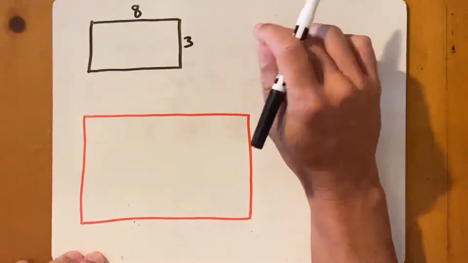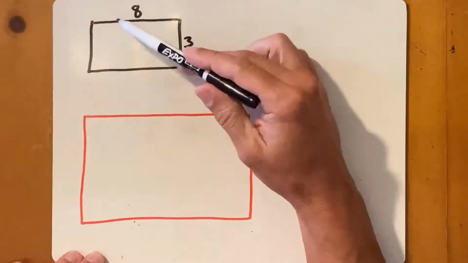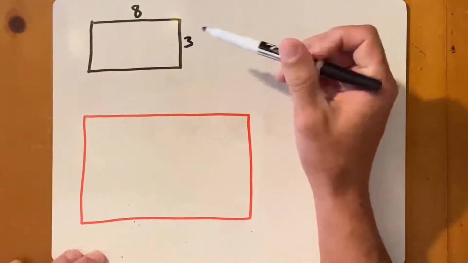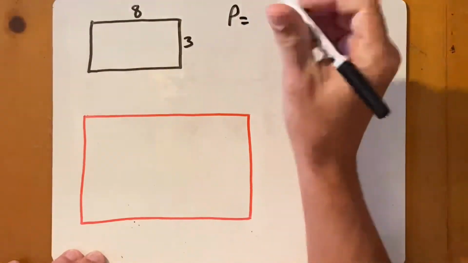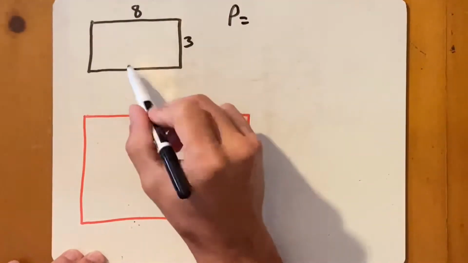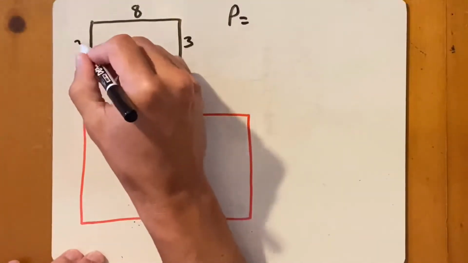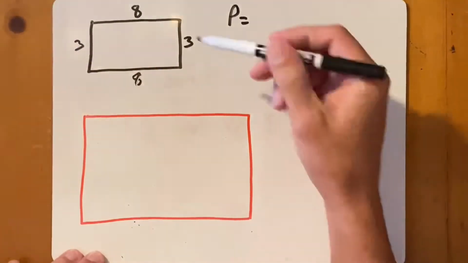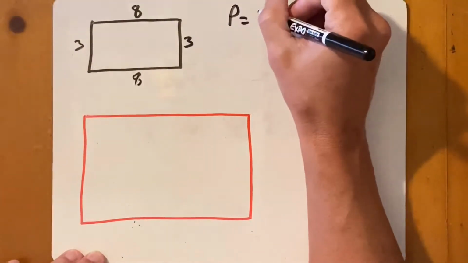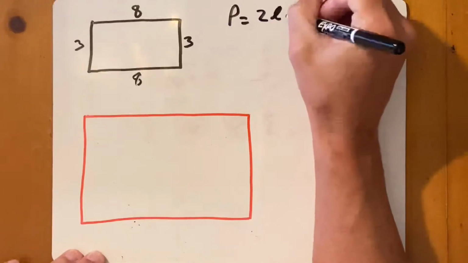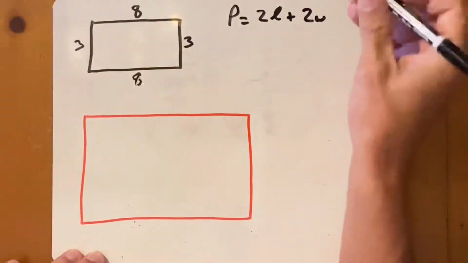What we want to do first is calculate the area and the perimeter of this initial rectangle. Let's start with the perimeter. I know it's a rectangle, so if that side's 8, opposite sides are congruent, so that one's 8 and this one's 3. We're going to double the length and double the width, so we do 2 times the length, and 2 times the width, and add those together.